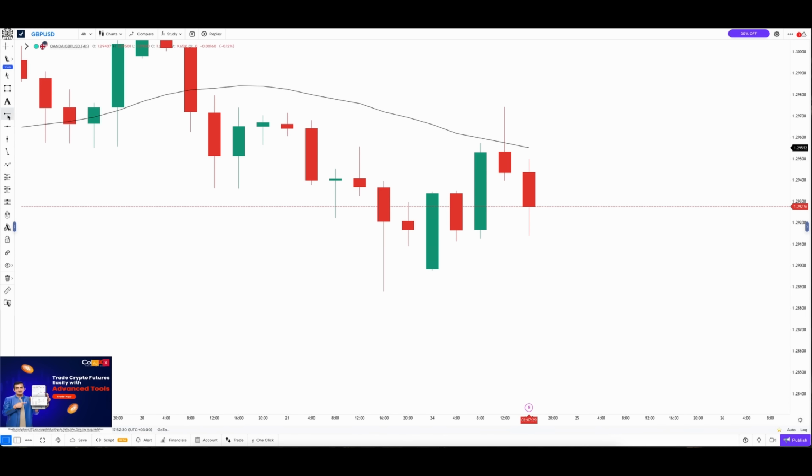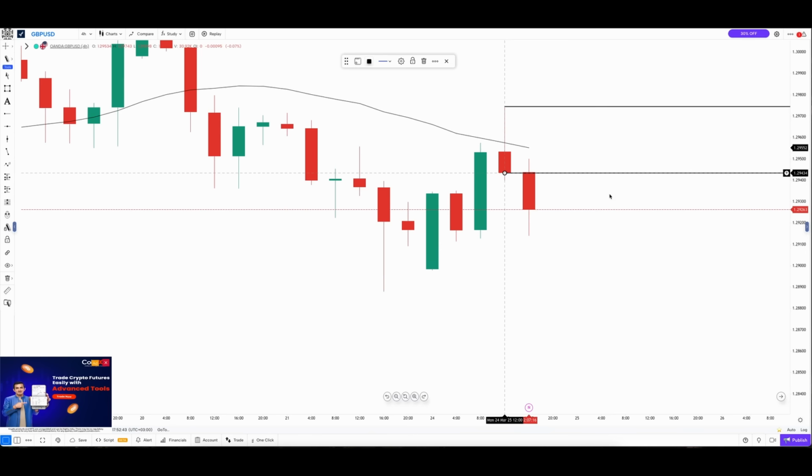So here I am going to get the horizontal ray. I'm going to mark the high of that previous candle, okay, like that. And then I am going to get another ray and place it at the close of that candle like that, okay? So that is the high and the close.